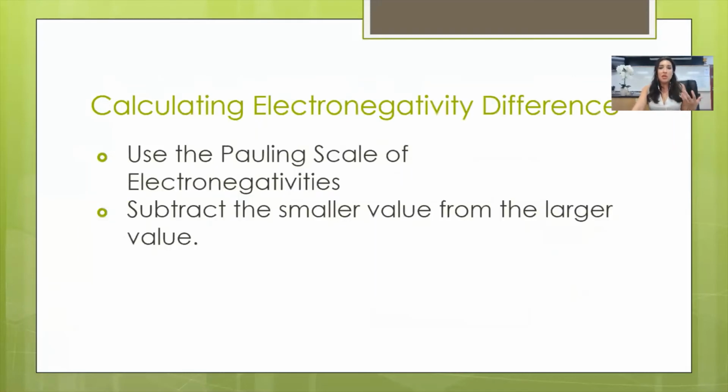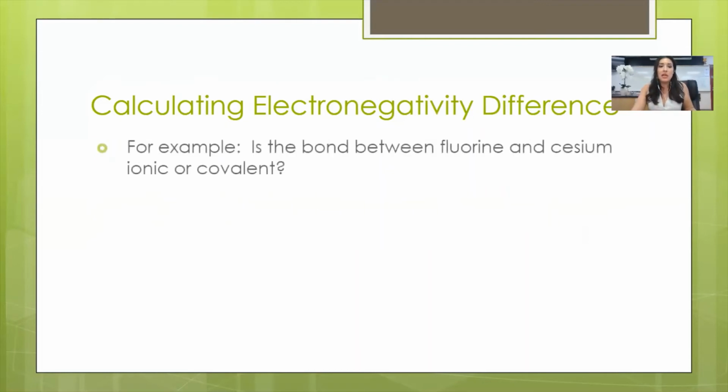So you may wonder, what is that electronegativity difference and how do I calculate it? Well, to calculate the electronegativity difference, we simply use the Pauling scale of electronegativities, and you subtract the element that has the smaller value from the element that has the larger value. So let me show you an example.